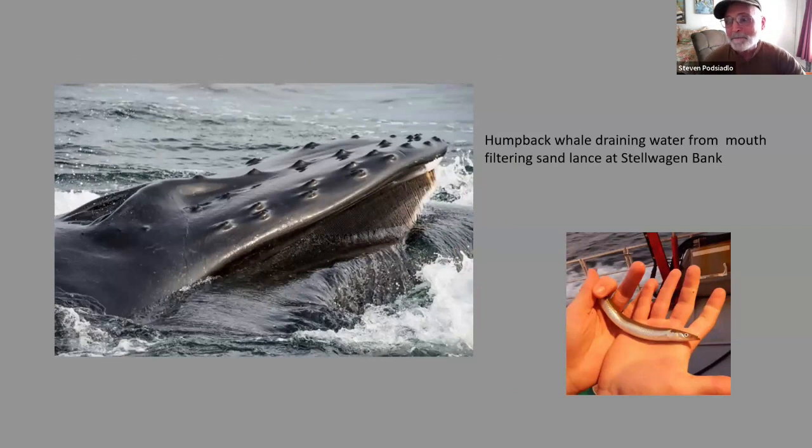This is a humpback whale, and what it's doing is it's draining water from its mouth, filtering sand lances that it's wanting to eat. A humpback whale is a rorqual whale, and you've probably seen pictures of a whale that has a big bulge under its throat. What happens is when the humpback decides it wants to eat, it will fill that whole throat pouch with water and hopefully sand lances or whatever they're going after to eat. And then they will close their mouth and use their tongue to push the water out between the baleen.